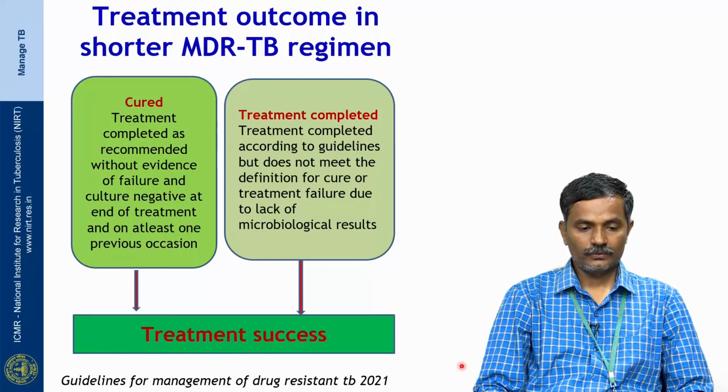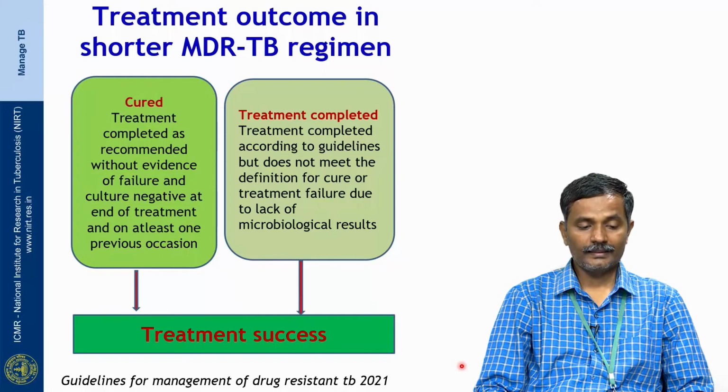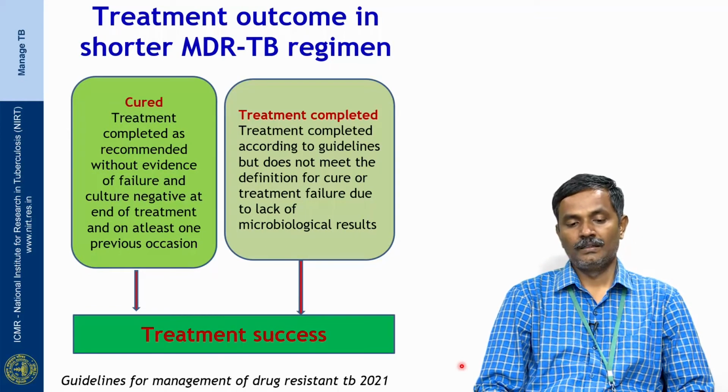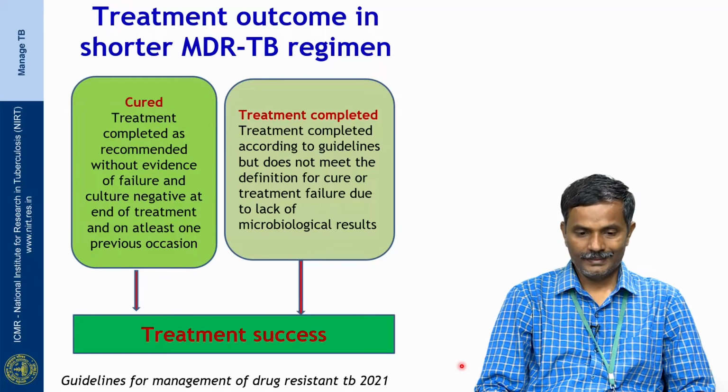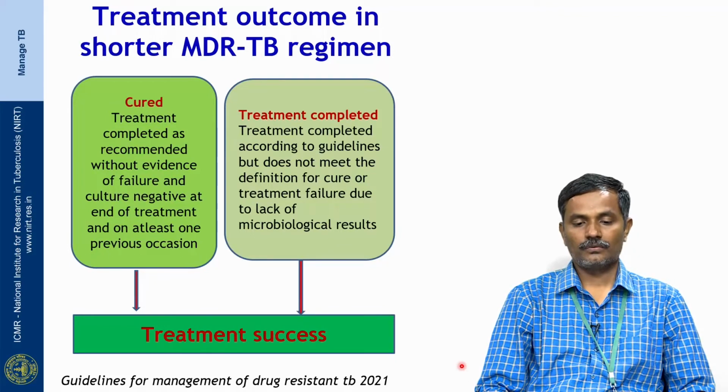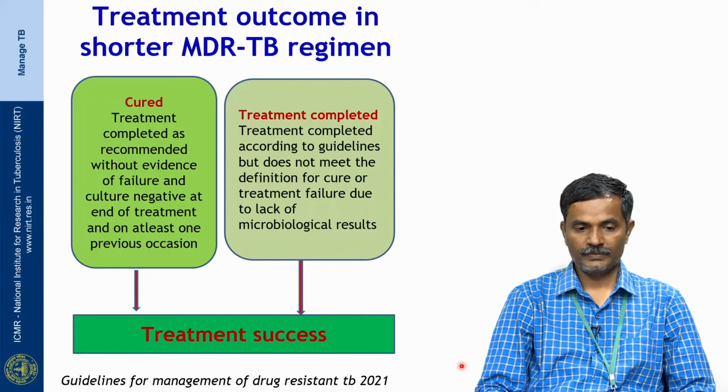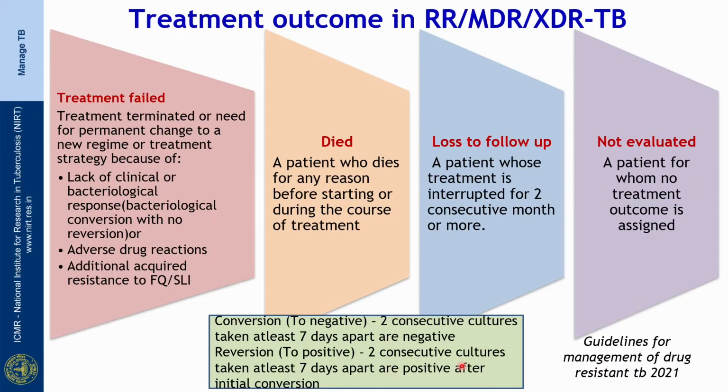without evidence of failure and culture negative at the end of treatment and at least one culture on a previous occasion. Whereas completed is defined as treatment completed according to guidelines but does not meet the definition of cure or treatment failure due to lack of microbiological results. So these two outcomes will be considered as success. Whereas other treatment outcomes are failure, died, lost to follow-up, not evaluated.